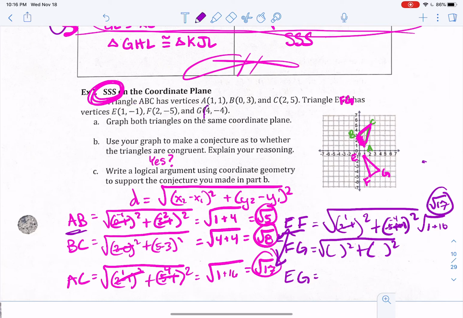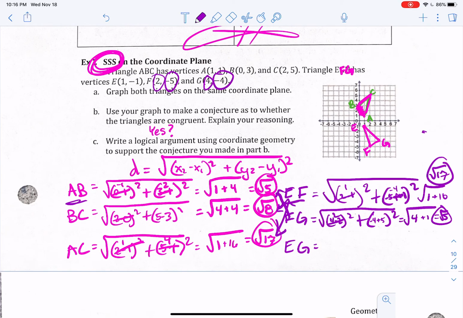FG, the second x is 4 minus 2. Then I have negative 4 minus a negative 5. So negative 4 plus 5. 4 minus 2 is 2. 2 squared is 4. Negative 4 plus 5 is 1. 1 squared is 1. So this guy is the square root of 5. Okay, so he must go with this first one. So I'm really hoping that EG is the square root of 8. Okay? All right, so E to G.